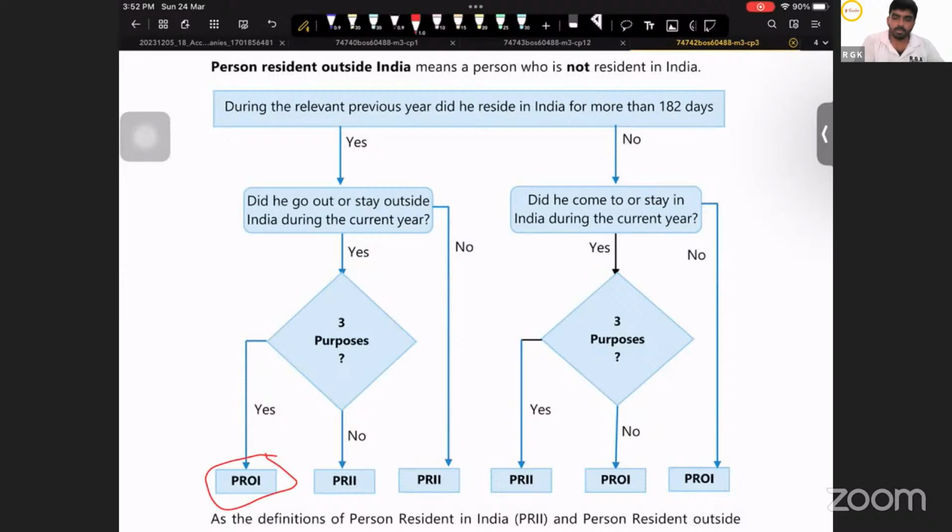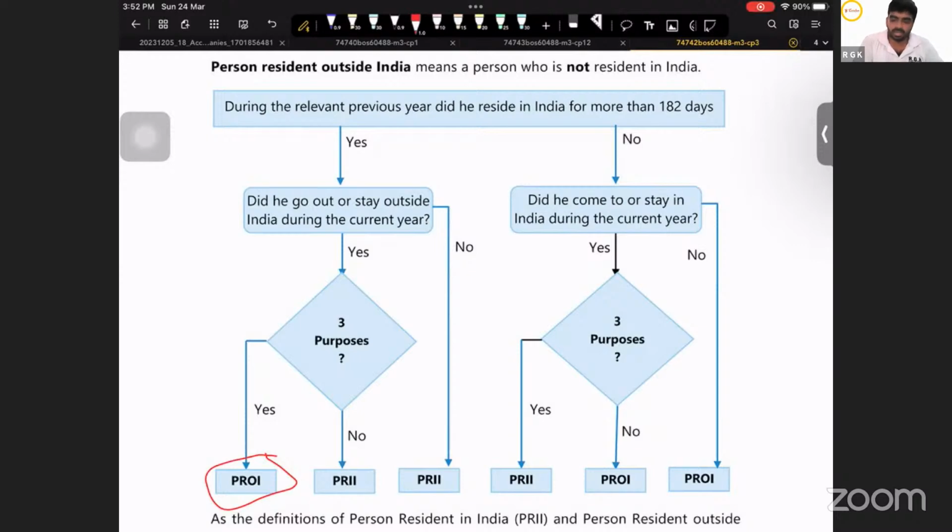We are not bothered about residential, we are not bothered about citizenship, we are not bothered about income tax residential status. We are purely bothered about how we are classifying based on these three rules. Last year he stayed in India for more than 182 days. This year also he is staying in India only. Then he is person resident in India only. No doubt in that.